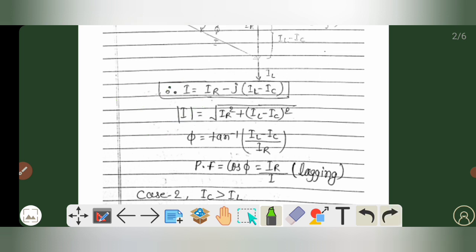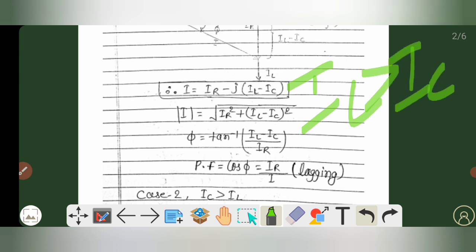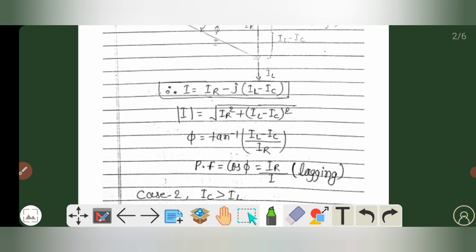From the same phasor diagram we will draw, we will find the value of tan phi and the value of power factor. As you can see here, the inductive current is greater than the capacitive current. So in this case the overall circuit will be lagging in nature, due to the effect of the inductor.